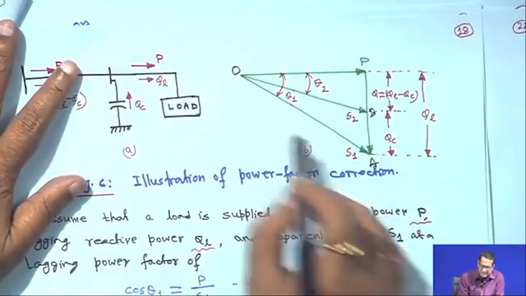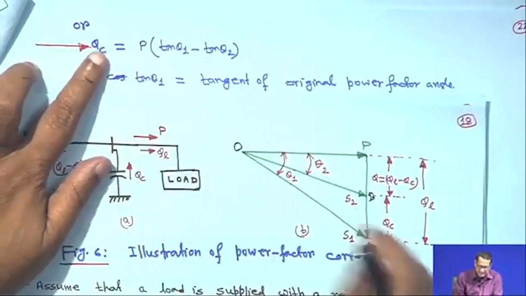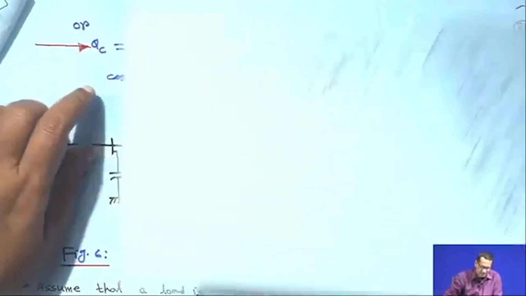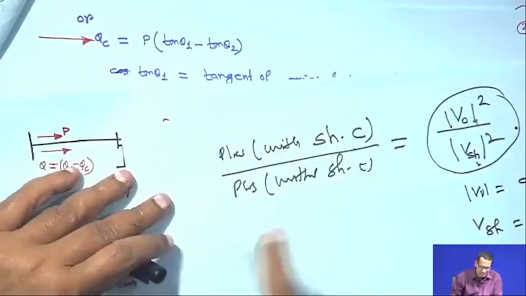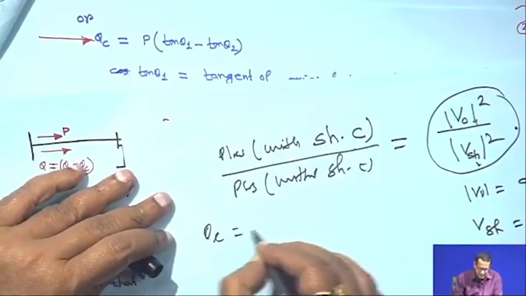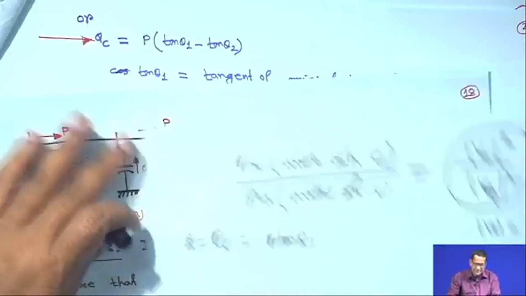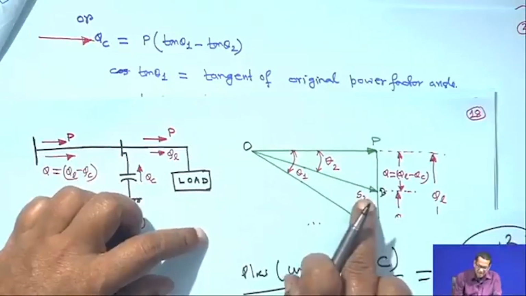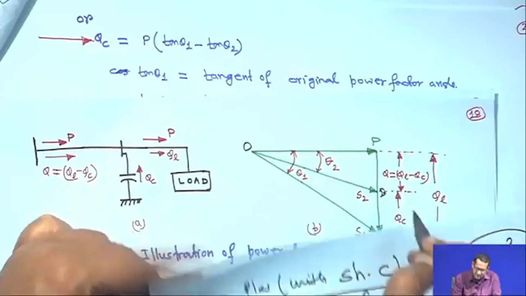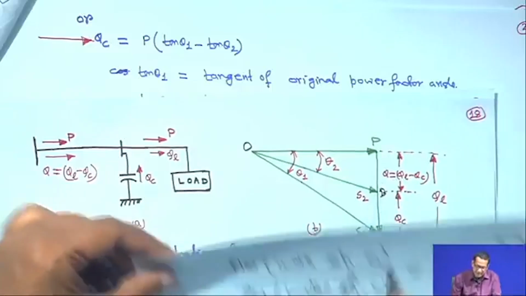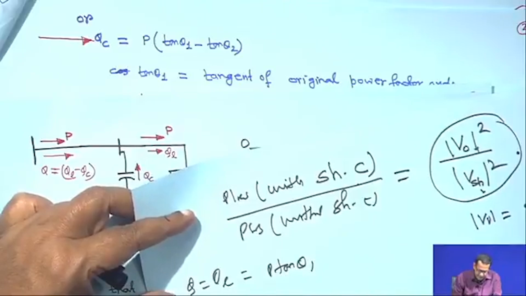So, what will be QC? The initial power factor was theta 1, right. So, the initial Q, that is QL, is equal to P tan theta 1, right. Then the new power factor is theta 2, that means this much, PB. So, suppose this is Q equal to P tan theta 1, and say PB is equal to Q dash.